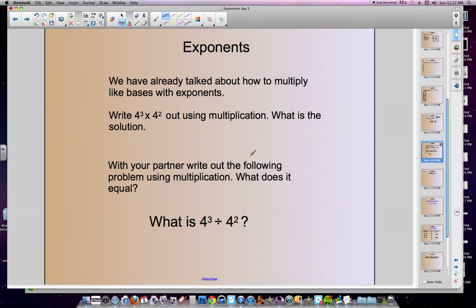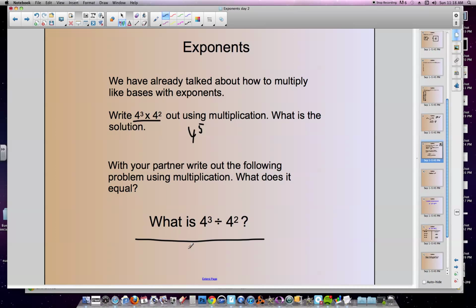So anyways, I now want to talk about one other major property. We talked about multiplying numbers that have the same base that are raised to different exponents. And we said, hey, this is just 4 times itself 3 times, 4 times itself 2 times. That comes out to a total of 4 times itself 5 times, right? Well, let's think about division, okay?